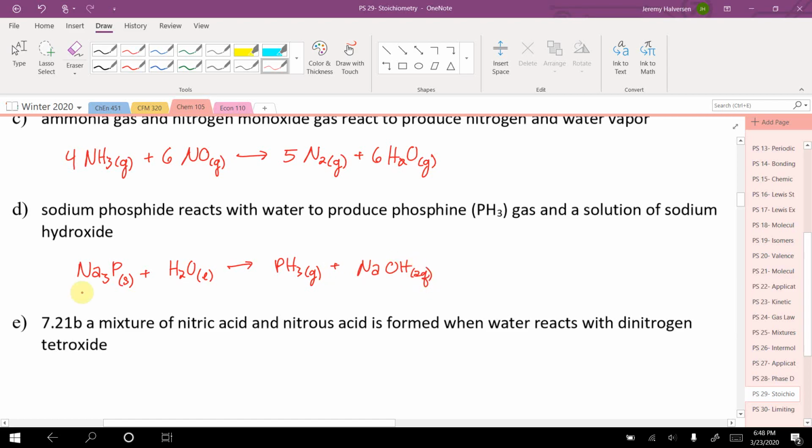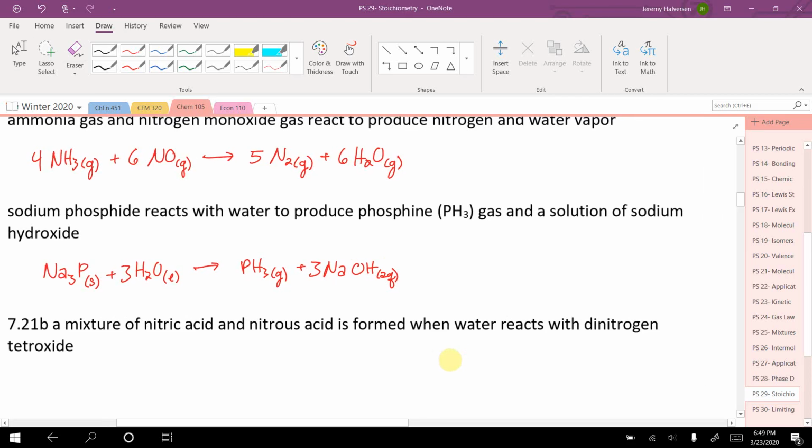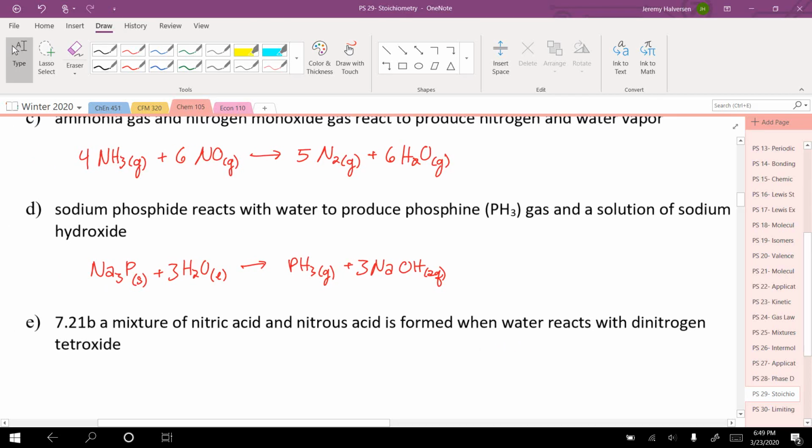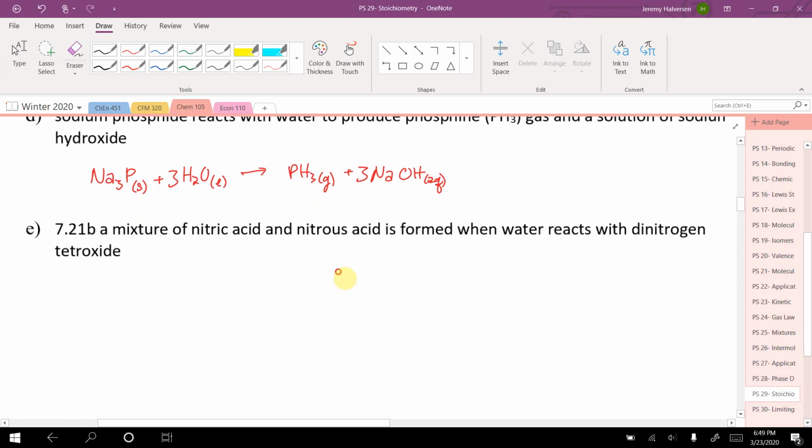Okay, so I've got 3 sodiums, so I'll need a 3 here for my sodiums. And then 1 phosphorus. Here I have 2 hydrogens, but on this side I have 3 plus another 3 gives me 6. So if I put a 3 here on my water, now I have 6 hydrogens and 6 hydrogens. And I have 3 oxygens and 3 oxygens. So that looks balanced to me. Unless... Yep, that's right.